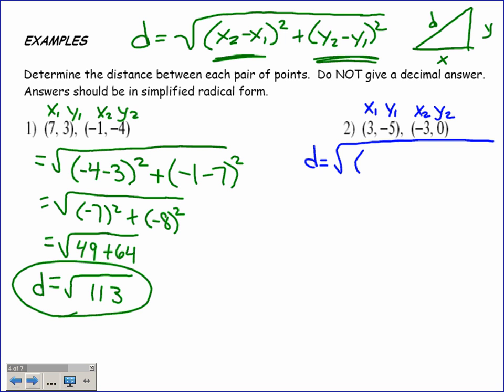Nope. Oh, I'm sorry. Start with x's. Start with your x's. So it's this guy minus this guy squared. Yeah, minus the -5, which is the same thing as +5, right?